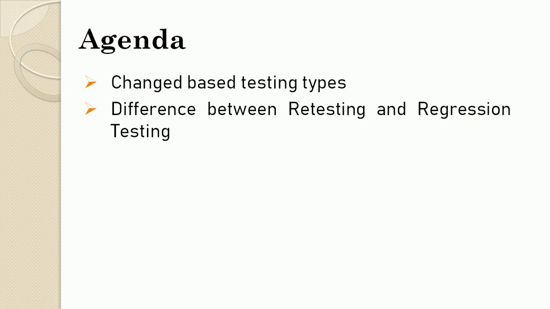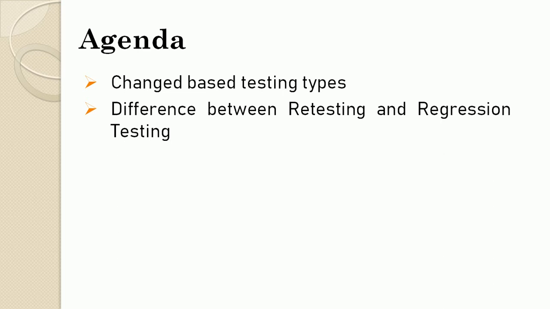So guys, why change based testing type? Because whenever a developer fixes a defect, that means the developer changes some part of the code to fix that problem, right? So whenever the developer fixes the defect or bug, retesting is done to make sure that the defect is fixed and the failed functionality is working fine as per the expected result. So whenever defects are fixed, they are retested by the tester to assure it works as desired.